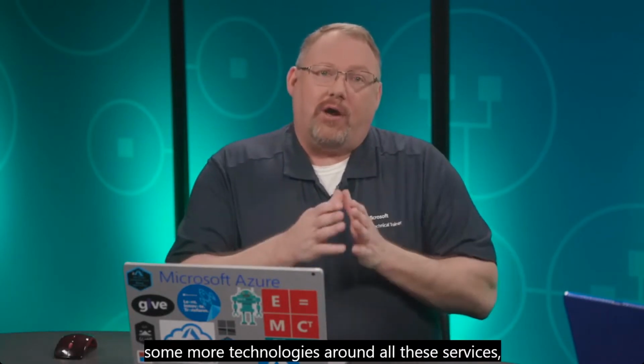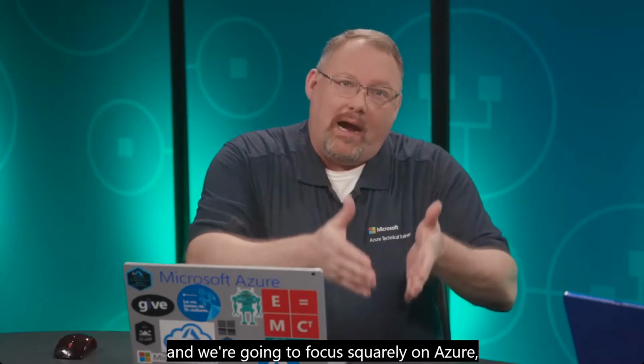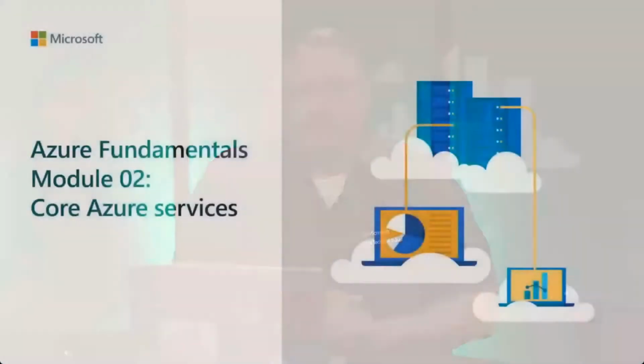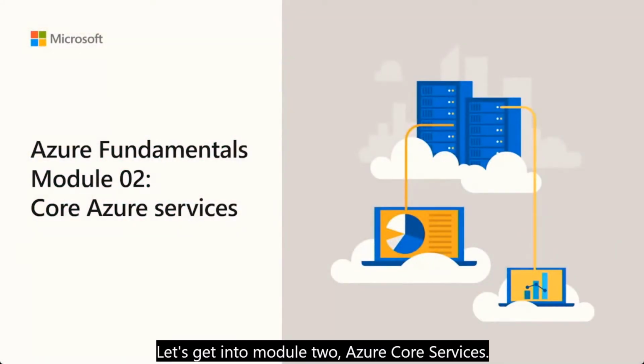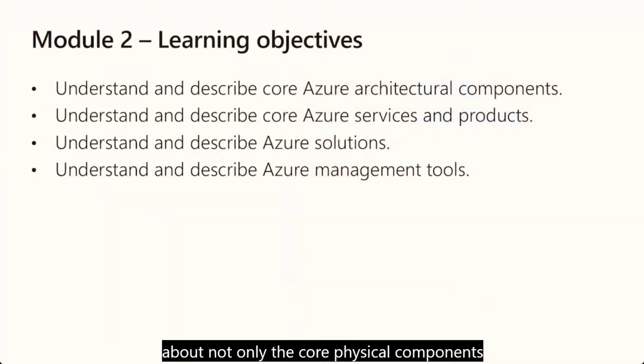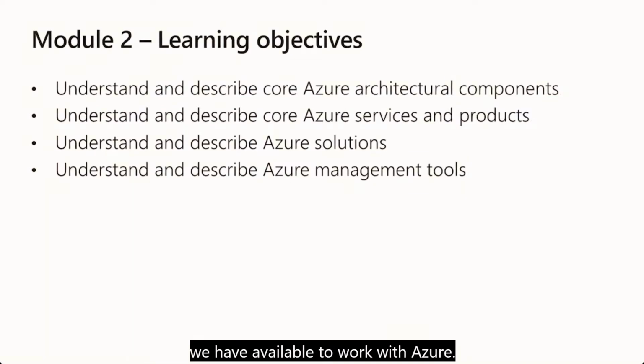In Module 2, we are going to cover some more technologies around all these services, and we're going to focus squarely on Azure, on how Azure is physically designed, as well as some of the services that will run on top of it. Let's get into Module 2, Azure Core Services. And when we look at this module, we're going to talk about not only the core physical components of how we build our data centers in our regions, we're then going to take a look at a lot of the products and solutions and even all the management tools we have available to work with Azure.